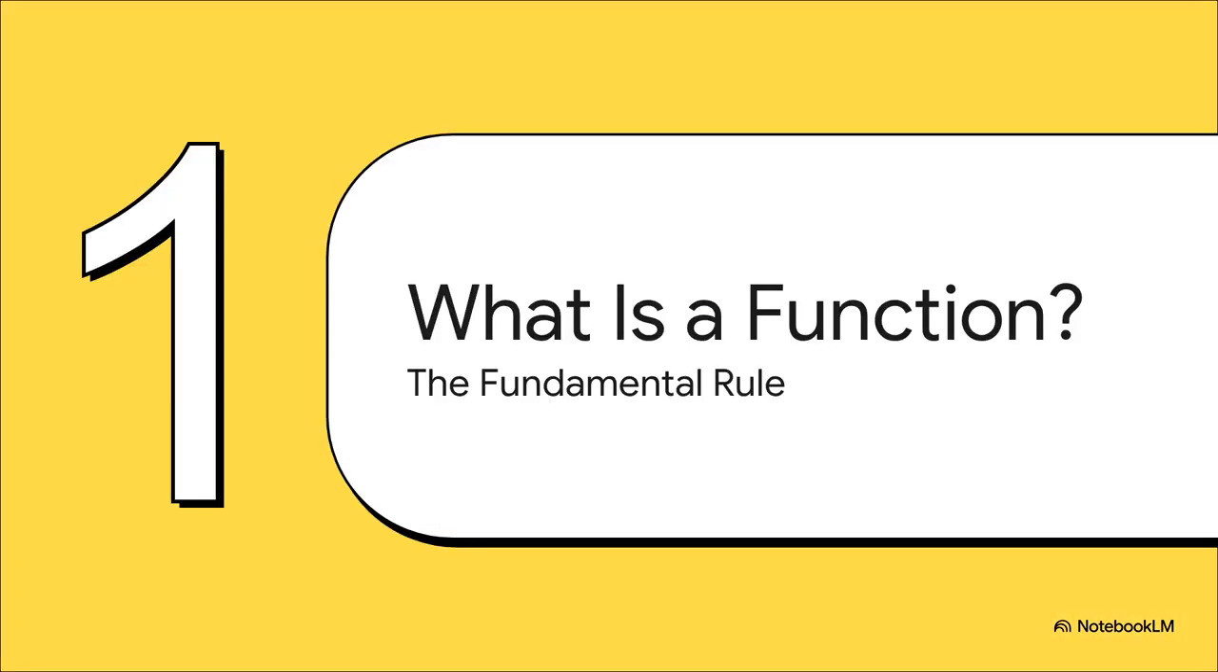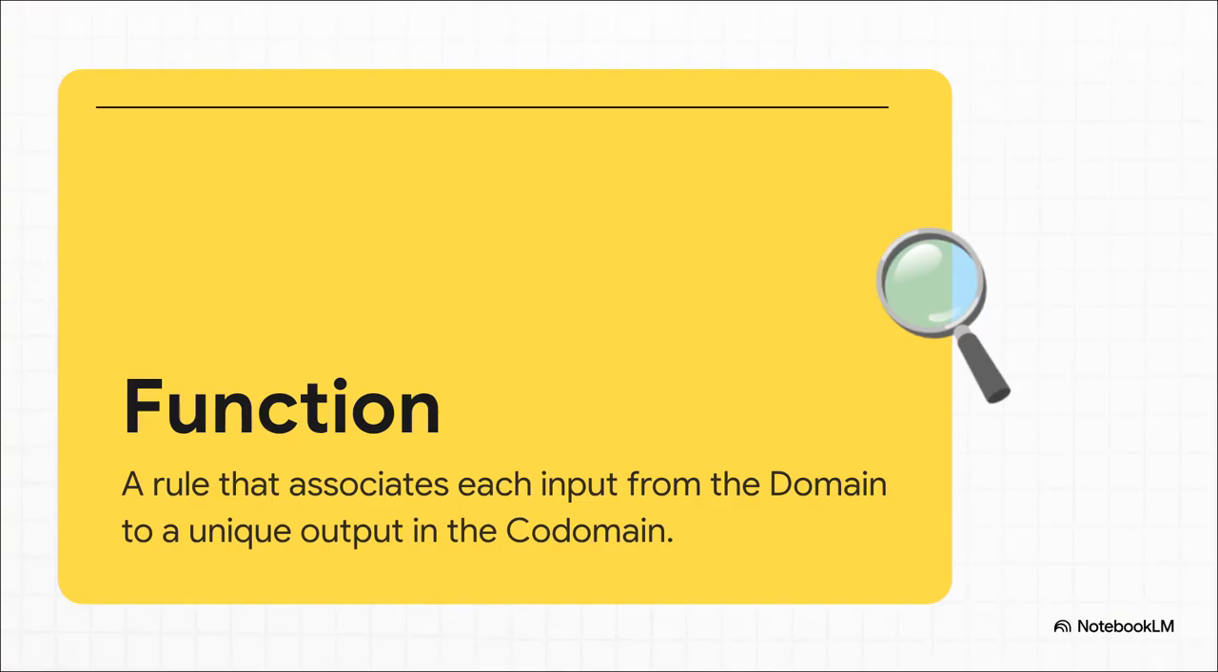Let's start with the most fundamental question of all. What exactly is a function? At its core, a function is just a rule. But it's a rule with one super important, non-negotiable condition. For every single input you feed into it, you get exactly one output. Not two, not zero, just one. That's it. That one rule is the bedrock that makes functions so predictable and so powerful.